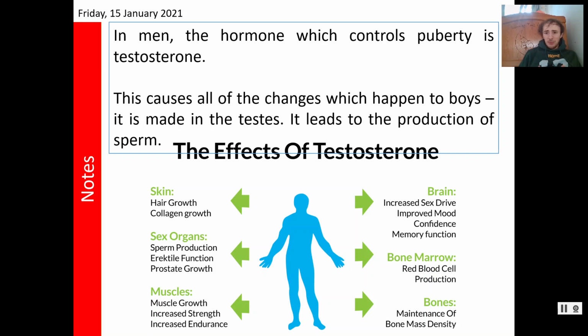From increased strength and musculature, through hair growth, through increased sex drive, that kind of an idea. All of that's testosterone. It's worth noting that these hormones can cause other hormones to be activated. So it's not just testosterone and estrogen on their own, but those are the drivers, those are the key hormones. Again, get down those notes if you haven't already.